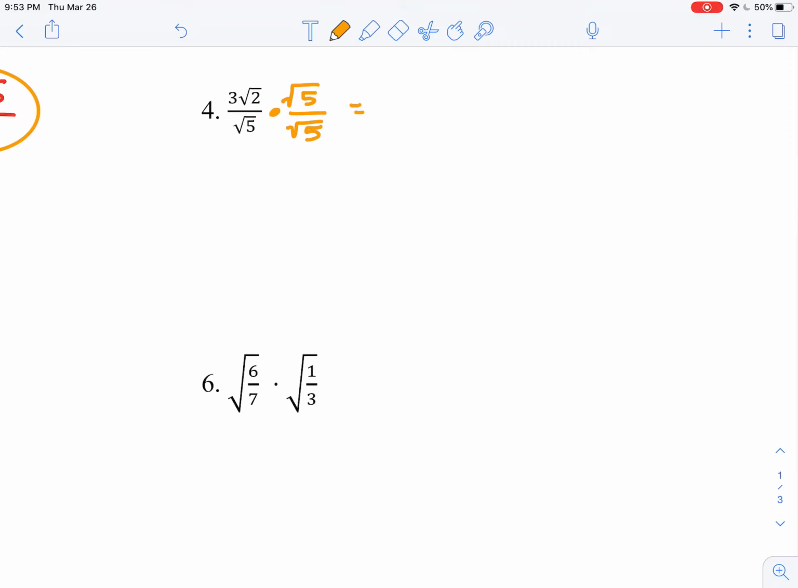In the numerator, when I multiply 3 root 2 times square root 5, the 3 on the outside stays the same, but underneath of the radicals, 2 times 5 makes square root 10. In the denominator, square root 5 times square root 5 gives us just a plain old 5. Then we have to look at the square root. There is no perfect square that goes into 10, so that can stay as it is. We also check our plain old numbers to see if we can reduce, but 3 and 5 do not have a common factor, so this is our final answer.